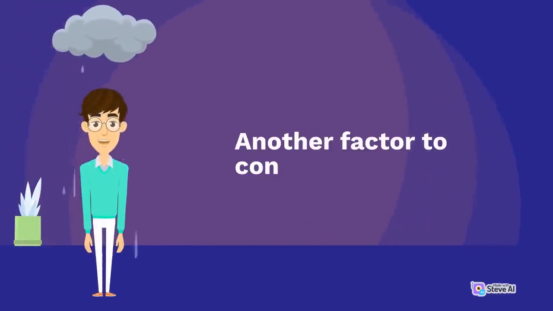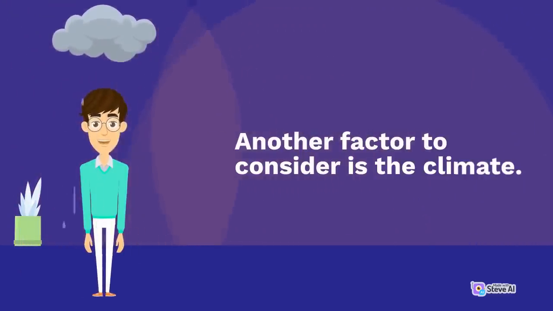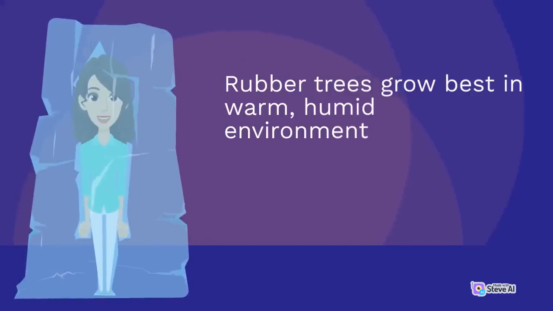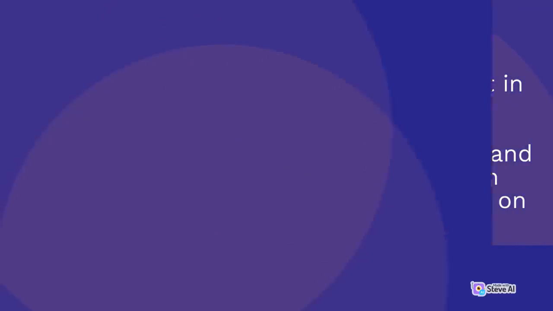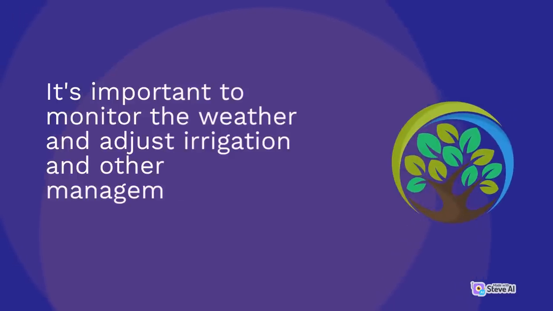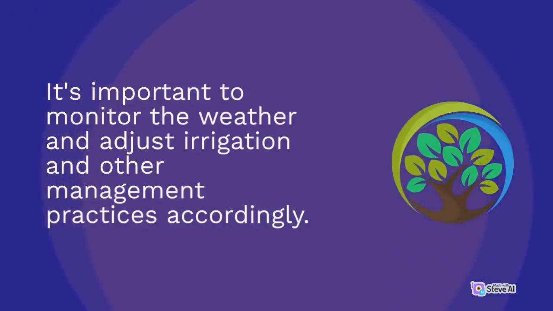Another factor to consider is the climate. Rubber trees grow best in warm, humid environments, but extreme temperatures and prolonged droughts can have a negative impact on latex production. It's important to monitor the weather and adjust irrigation and other management practices accordingly.